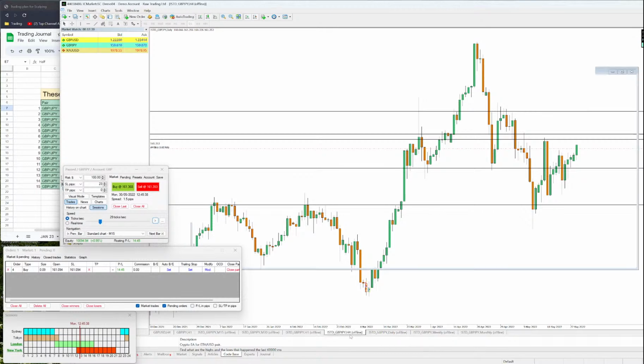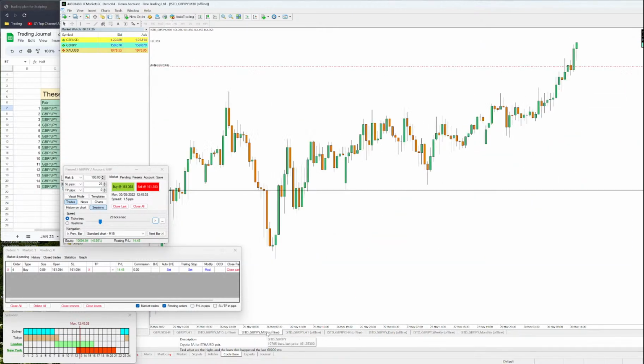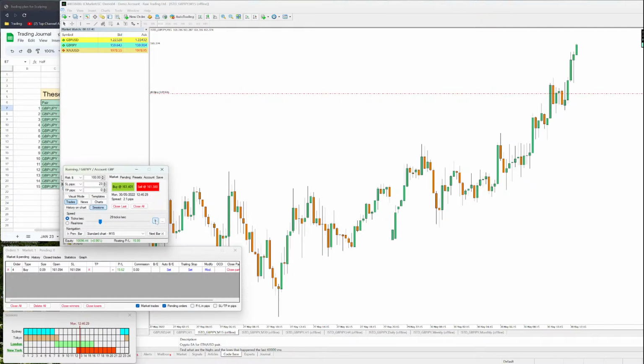daily is pushing up very nicely, 4 hours pushing nicely, 1 hour is pushing amazing, 30 minutes just broke the high, so we should be able to continue a bit more. Let's see the 15 minute, the 15 minutes just broke to the upside. And I'm gonna close another 50% here, maybe.